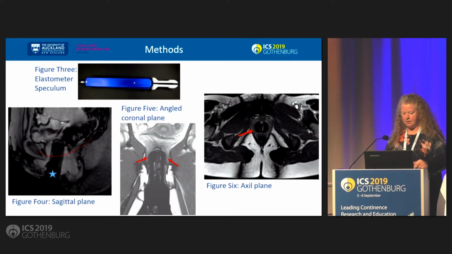The speculum is inserted intravaginally, and as you can see, the tip is shaped to be slightly wider at the end, and that is positioned against the levator ani muscle, and this has been confirmed on MRI.